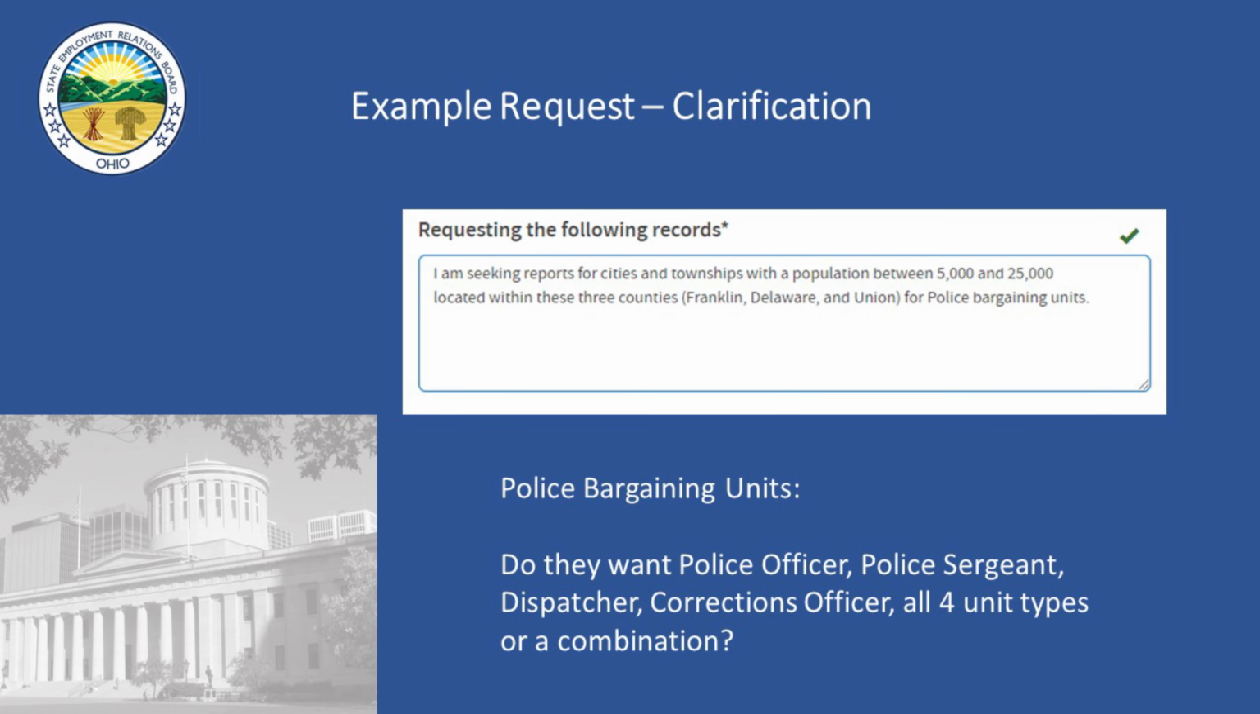However, if the request had only mentioned police bargaining units and not specified a job title, once processed, a staff member would reach out to the person to clarify the desired bargaining units, such as, do you want police officer, sergeants and above, dispatcher, corrections officer, or some combination.